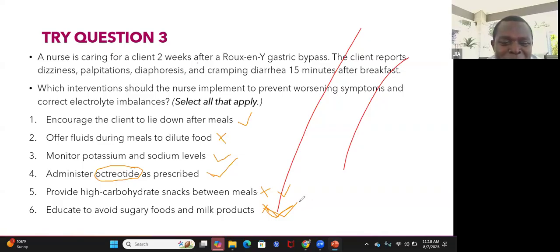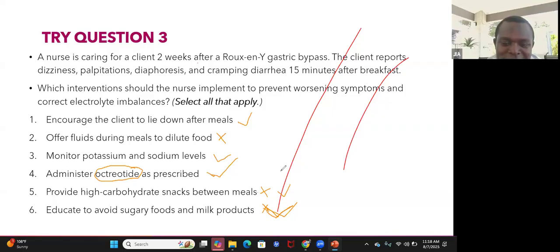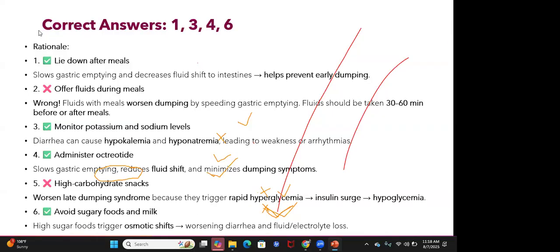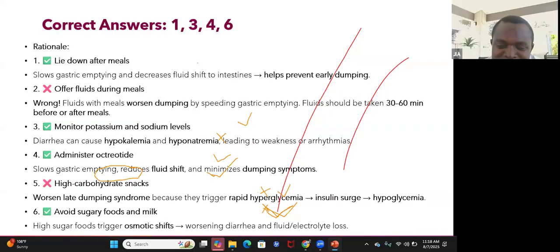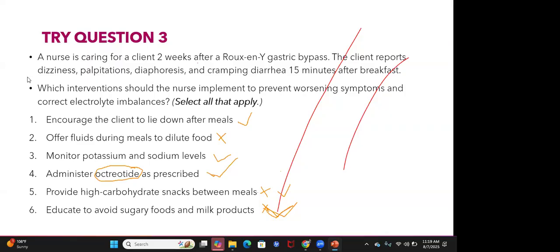Okay, so our answers are number one, three, four, and the last one, six. Option 5 is wrong. Please look at the answers again. Yeah, we got it.